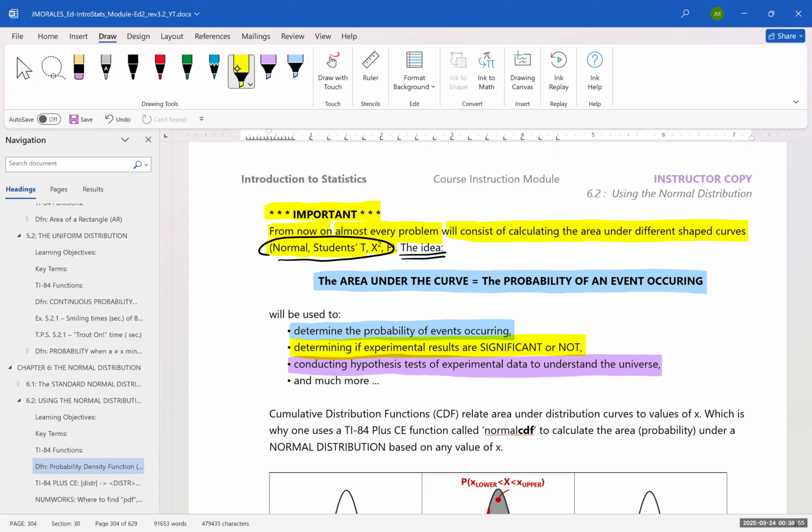And that should have been yellow. And much more. My computer's acting slow for some reason. All right.